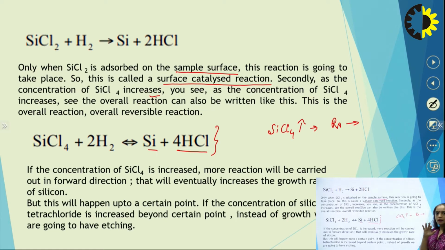But a point may come: up to how much level can we increase the concentration of SiCl4? After that point, instead of growth, etching will start to occur. So we will have a graph like this. Here we have the growth rate, and here we have the concentration of SiCl4. Up to a certain level we will have growth, and after that point your growth rate will start decreasing, the reverse reaction will take place, and the etching process will start.